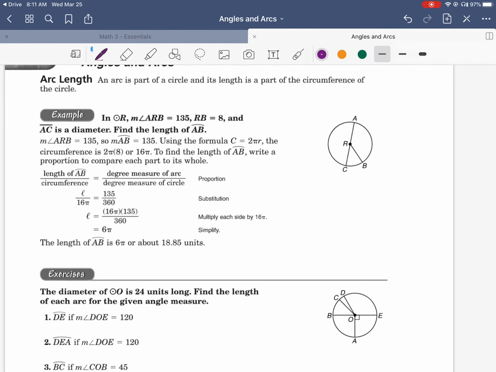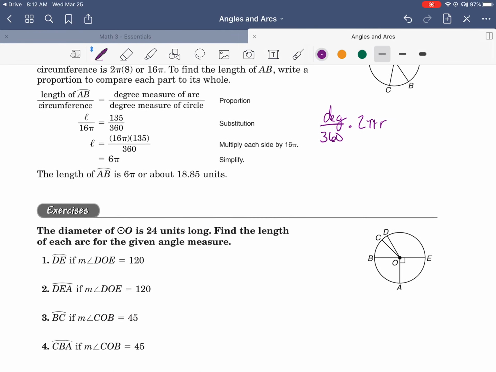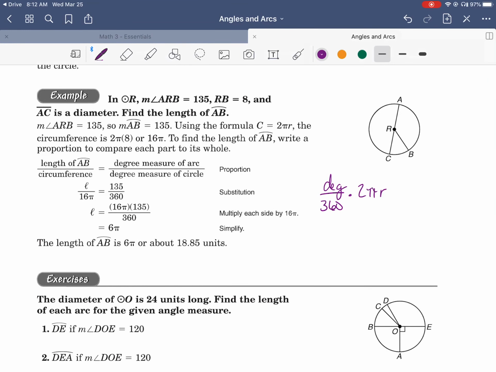Okay. So actually finding the length of the arc, we need to remember the formula. The way that I usually write it is a little bit different than this. So I say degrees over 360 times 2 pi r. I find that that's a lot easier to solve for. And that's what we're going to use. It works the same way as this. If this makes sense to you to follow, you can do it. You'll get the same answer both ways.